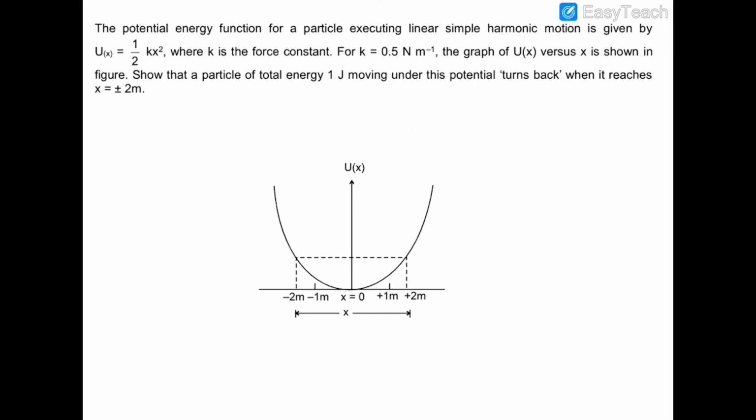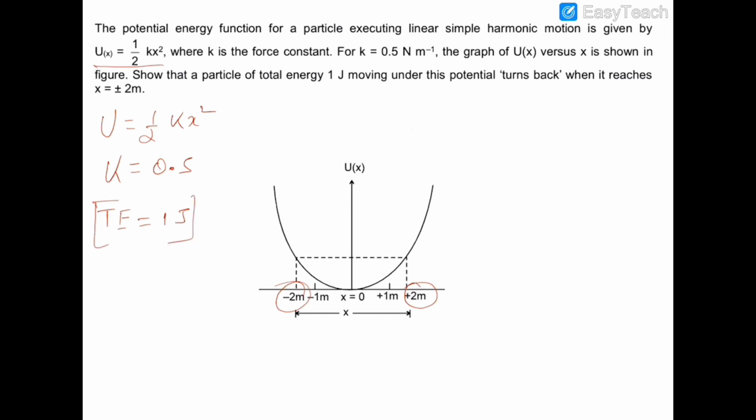In this question, there is a potential energy curve given for a particle which is executing simple harmonic motion, and the potential energy function is given as U is equal to half k x square. Now k is equal to 0.5, and we have to prove that this particle will turn back from position x is equal to 2 and x is equal to minus 2, and it is given that its total energy is 1 joule.